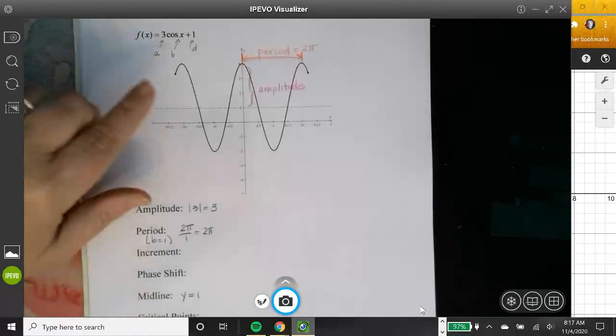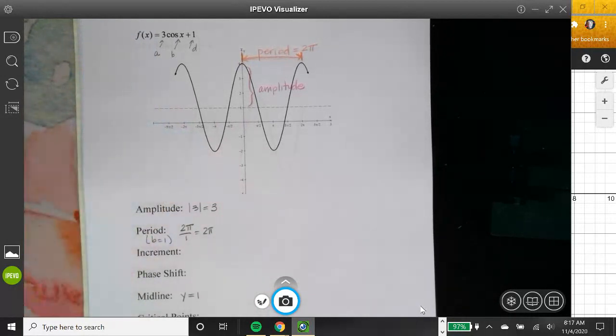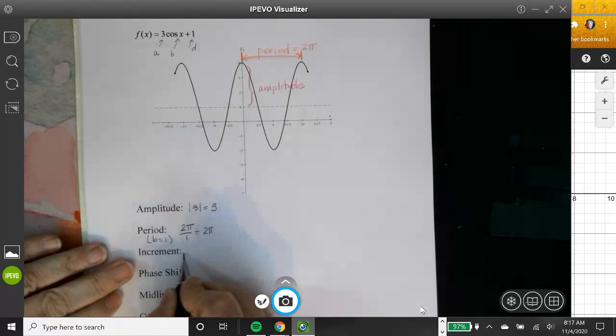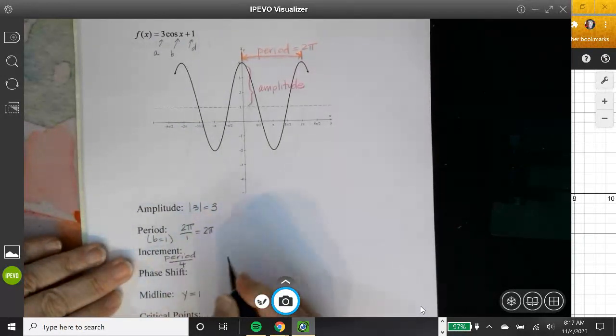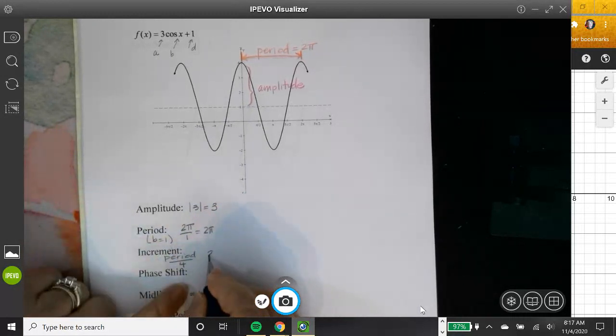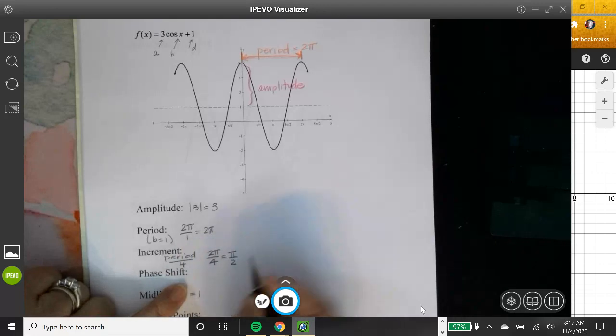And we would expect that by looking at the equation, and sure enough, looking at the graph, it works that way. Now the increment is always, as I stated, the period over 4. Okay, well, what is the period? Well, the period is 2 pi, and I divide that by 4, I get pi over 2. So our increment is pi over 2.